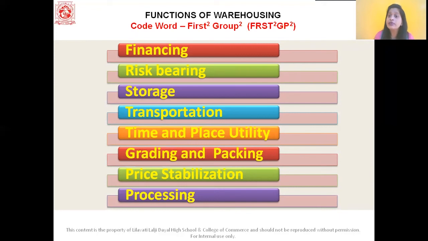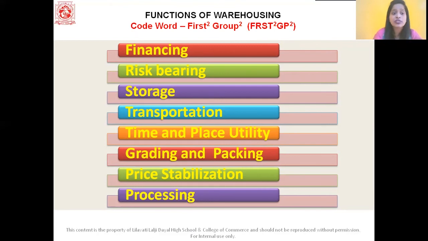Second one is risk bearing. Students, when goods are stored in the warehouse, they are exposed to many risks, so warehouses are constructed in such a way that they minimize the risk. Third one is storage. The basic function of a warehouse is that surplus commodity which is not needed can be stored in the warehouse. So storage is the function.